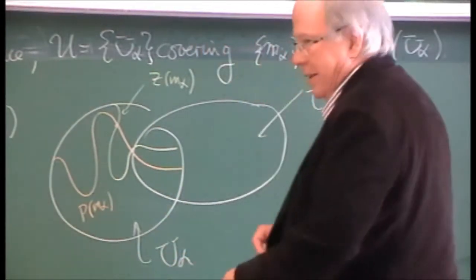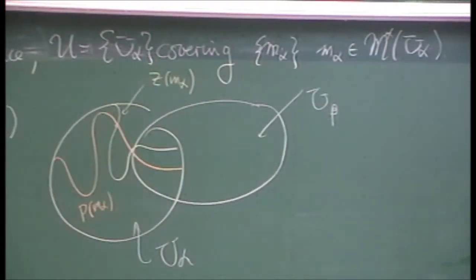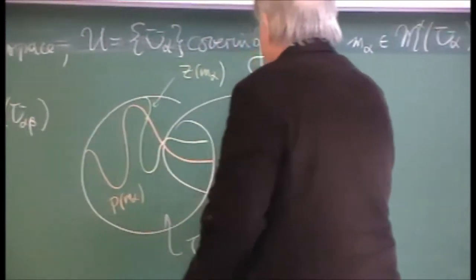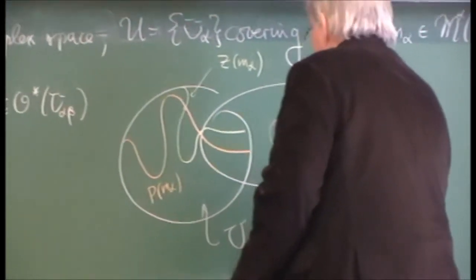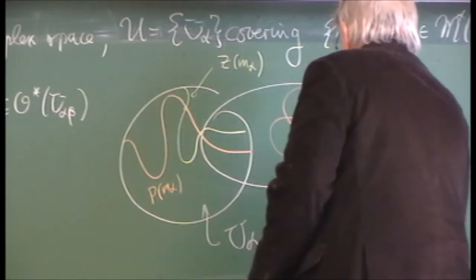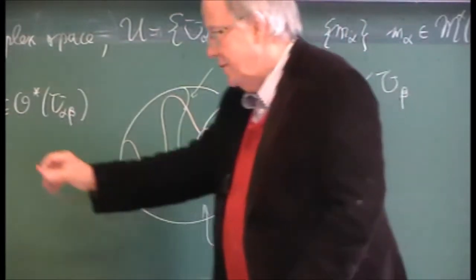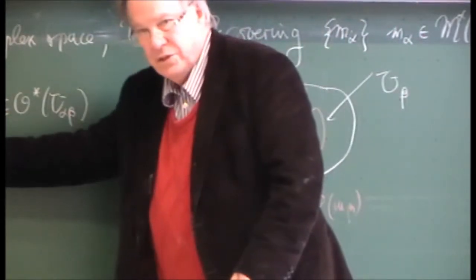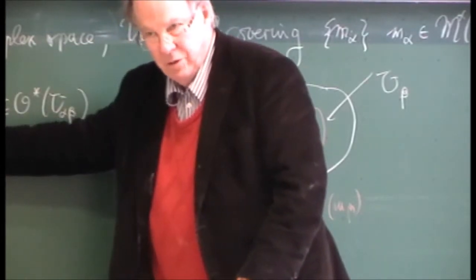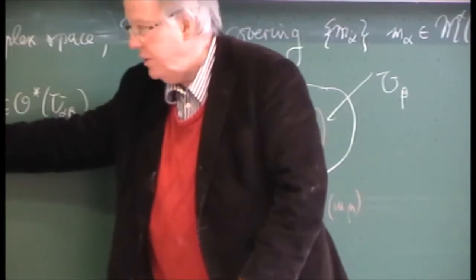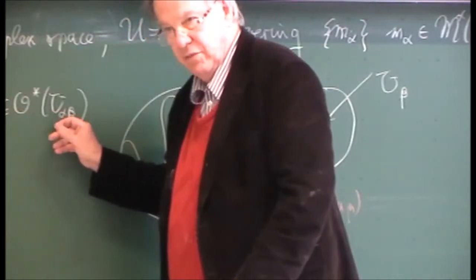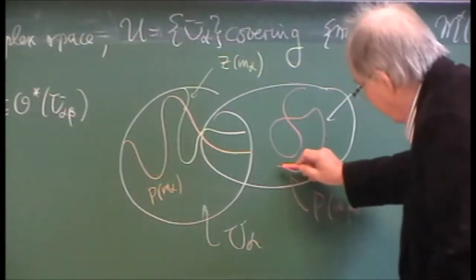All right, let me try if I have enough colors. Then we have to do the same thing over here. So there's some sort of stuff here. So this is say the polar set of m beta. But the condition here says that on the intersection, the polar set and the zero set cancel out. What's polar here and what's polar here cancel because this thing is holomorphic and doesn't vanish. So the way it looks is this.